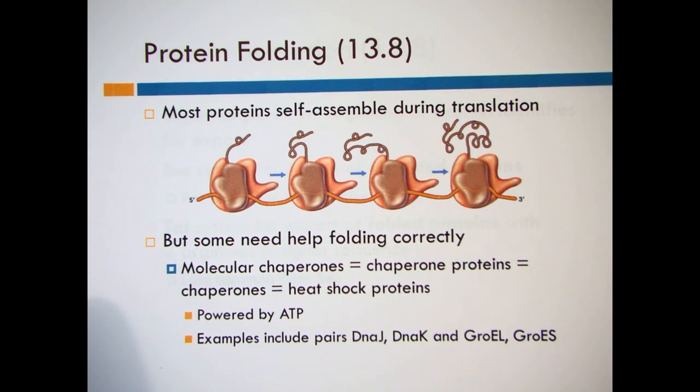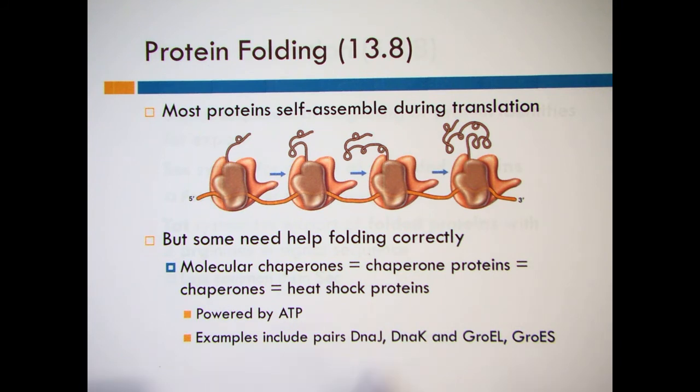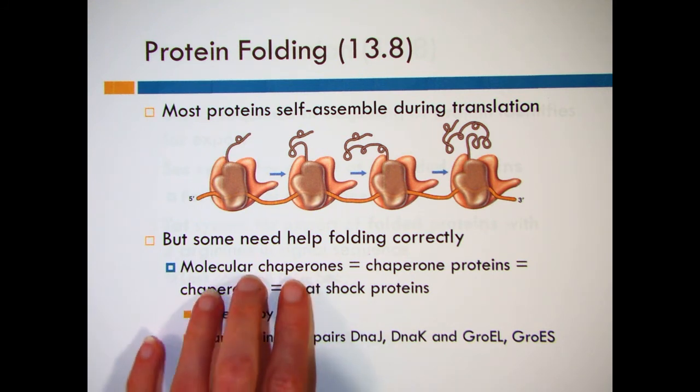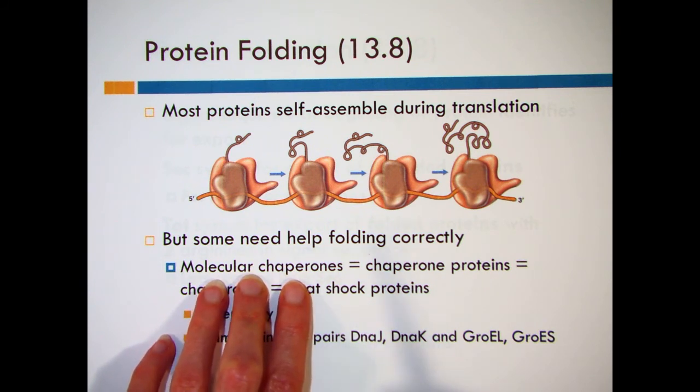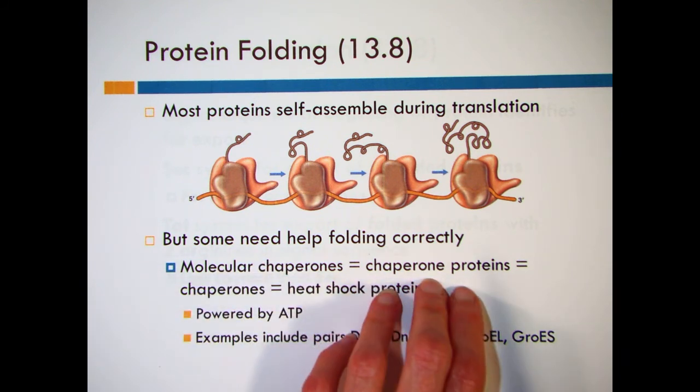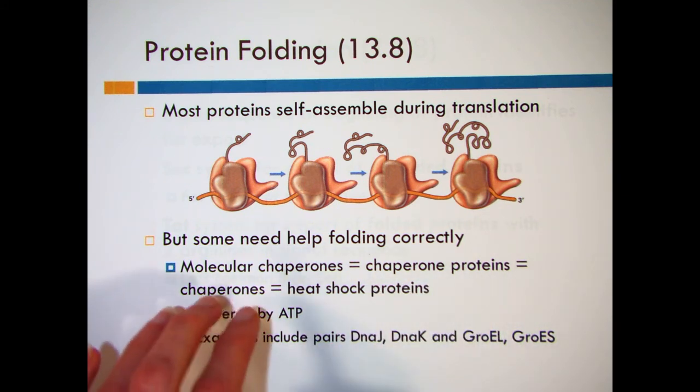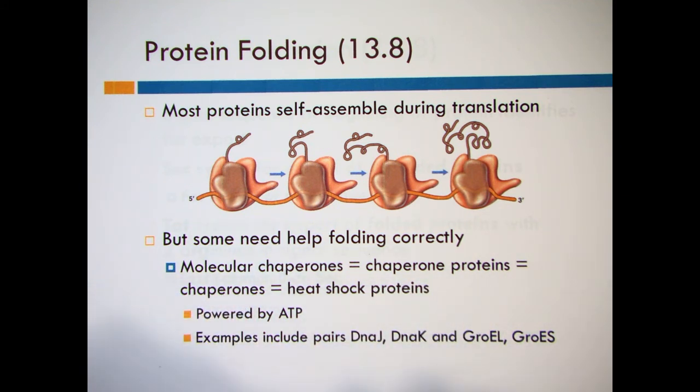Once the protein is produced, it will be folded. Most proteins will self-assemble using different chemical interactions as they are being made. Usually protein assembly happens with no problem on its own. In some cases, the protein might need help folding correctly. In those cases, they use proteins which have up to 4 different names. These proteins can be called molecular chaperones, chaperone proteins, chaperones, or heat shock proteins.